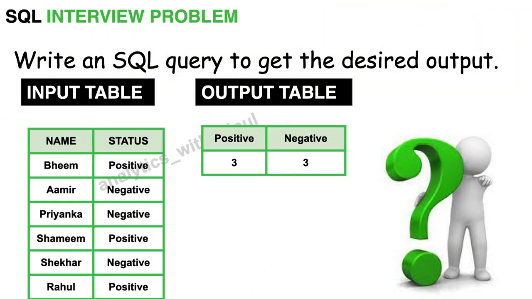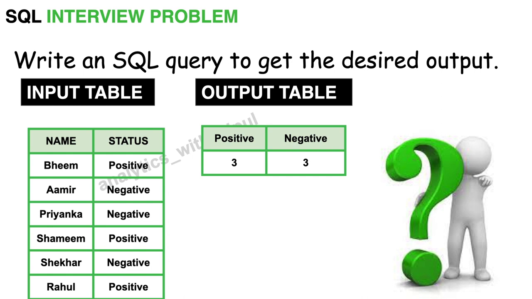So let's get started. This is the SQL problem that we have. On the left side, we have the input table. This input table has two columns: one is name and the other is status. The name column represents the name of the people, and status is showing whether the person is COVID positive or COVID negative. We need to write an SQL query to print the output table.